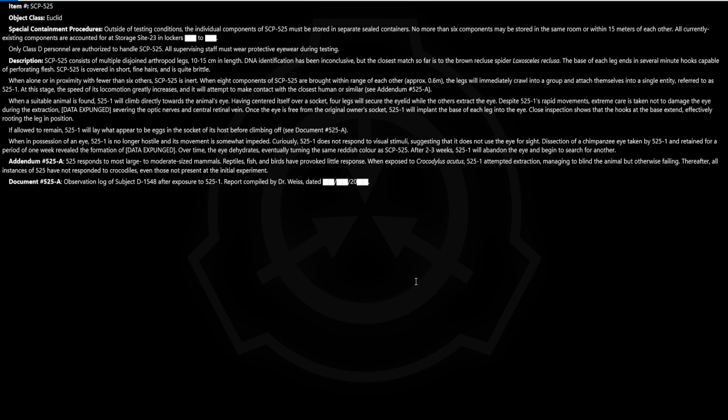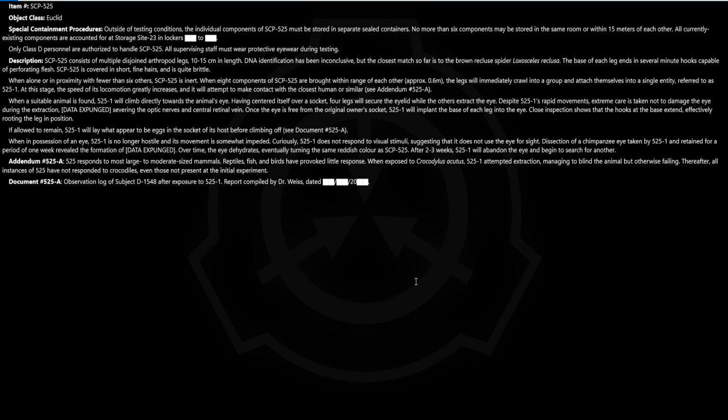When a suitable animal is found, 525-1 will climb directly towards the animal's eye. Having centered itself over the socket, 4 legs will secure the eyelid, while the others extract the eye. Despite 525-1's rapid movement, extreme care is taken not to damage the eye during the extraction, severing the optic nerves and central retinal veins. Once the eye is free from its original owner's socket, 525-1 will implant the base of each leg into the eye. Close inspection shows that the hooks at the base extend, effectively rooting the leg in position.